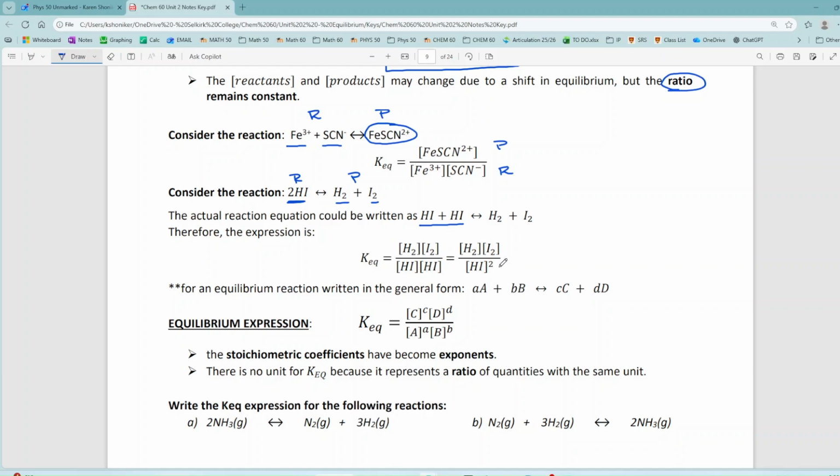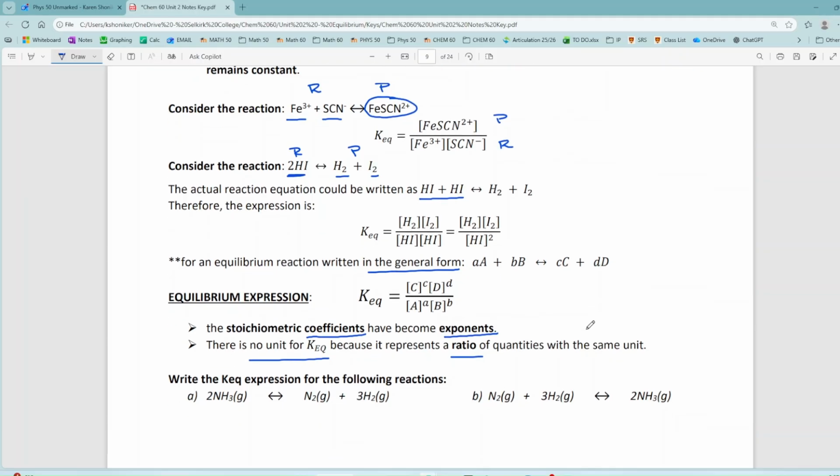and so we would simplify that as HI squared. So, in general, you always do products over reactants, and each of those is a product within them, right? Multiplication. And then if there's coefficients, they become the exponent on the concentrations. So in an equilibrium expression, the stoichiometric coefficients become the exponents, and there are no units for Keq. So we're not talking about grams or moles per liter or anything, and this is because it's always a ratio. So the units would cancel out.